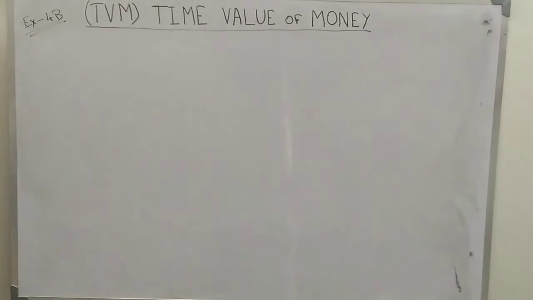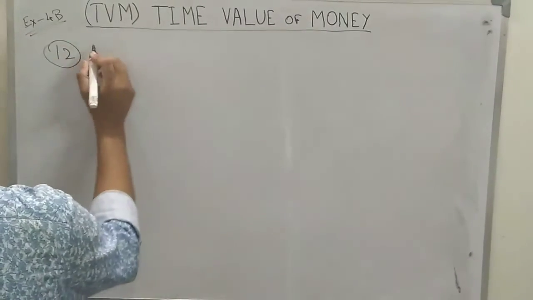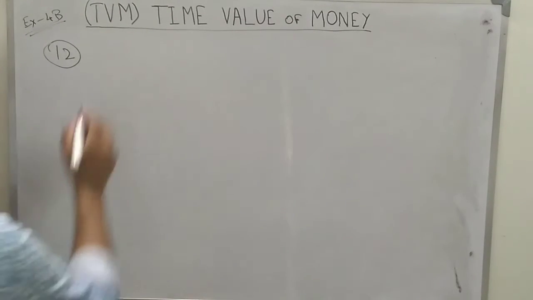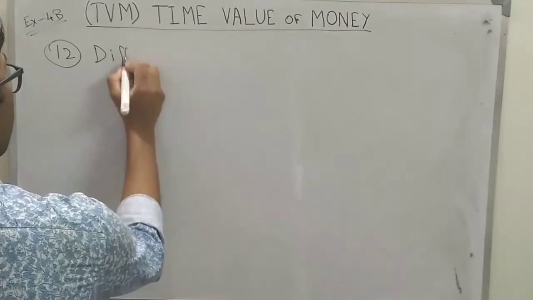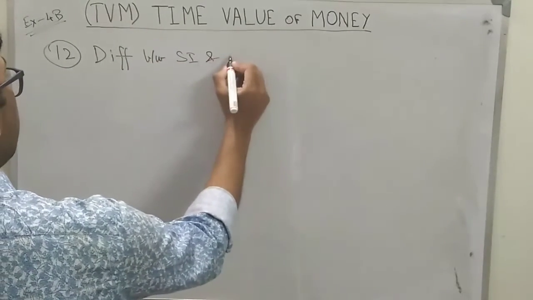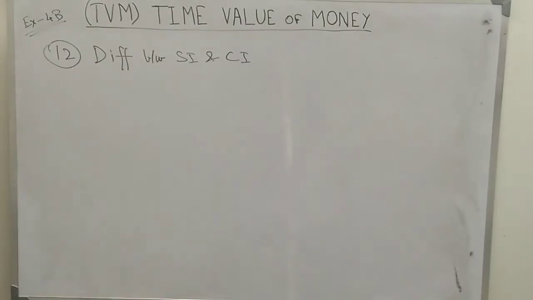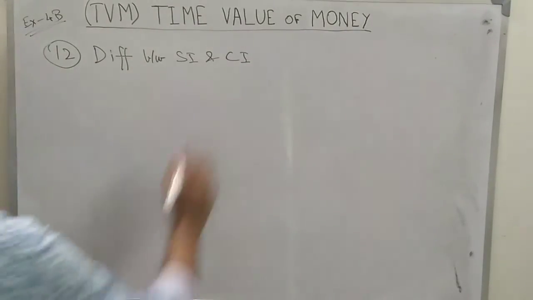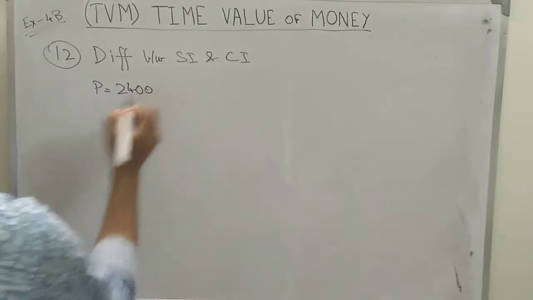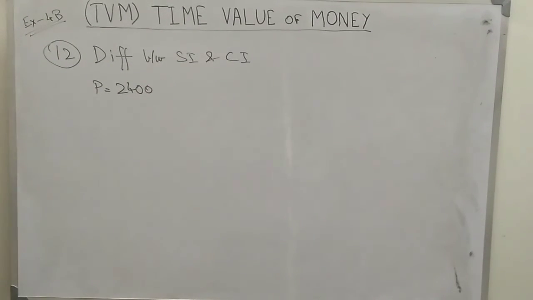Now question number 12. Question number 12 asks for the difference between simple interest and compound interest on rupees 2,400. That means the principal amount is 2,400.